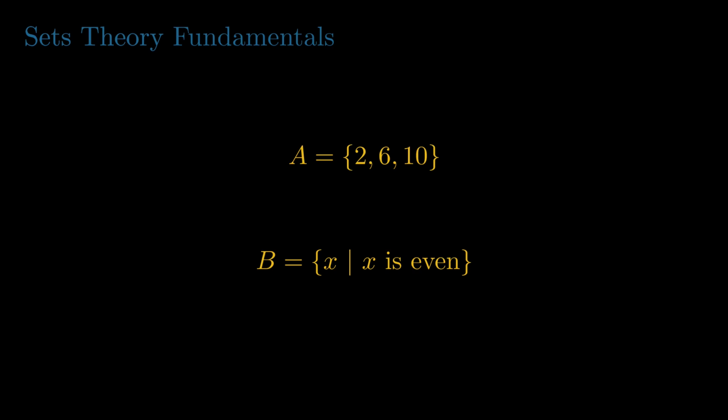Awesome! Then we can define some operations with sets. For example, it may seem strange, but there is a subtraction between sets. In the case of sets A and B, one can define B minus A as the set of all the elements inside B that are not in A. In our example, this subtraction is the set of all even numbers except 2, 6, and 10.